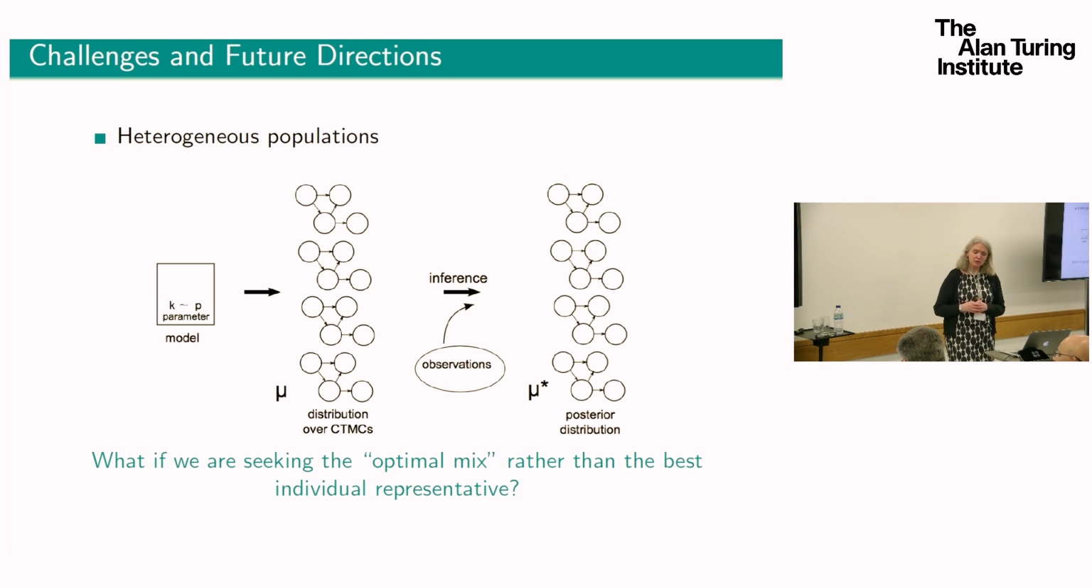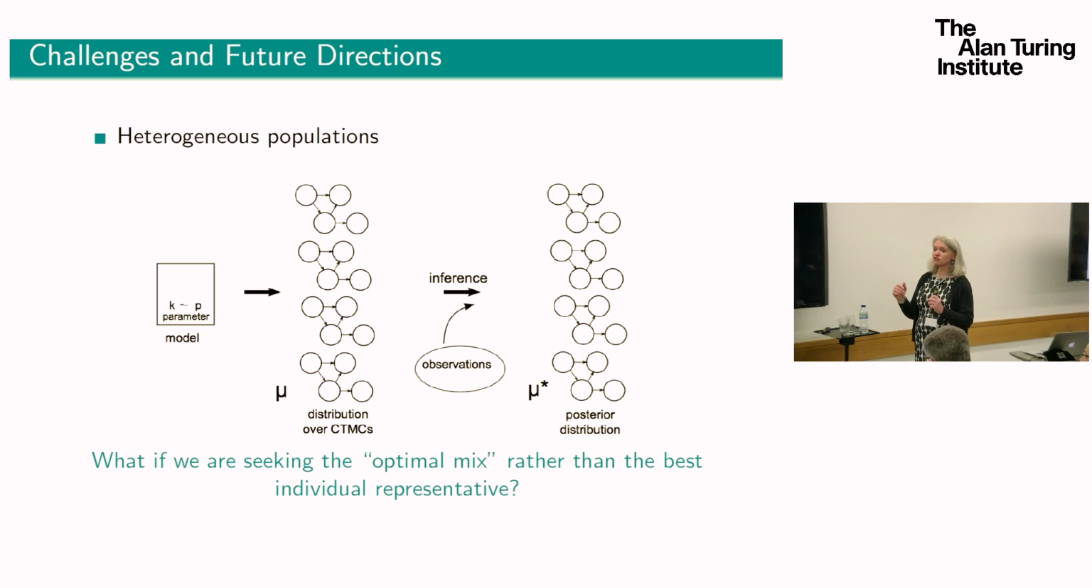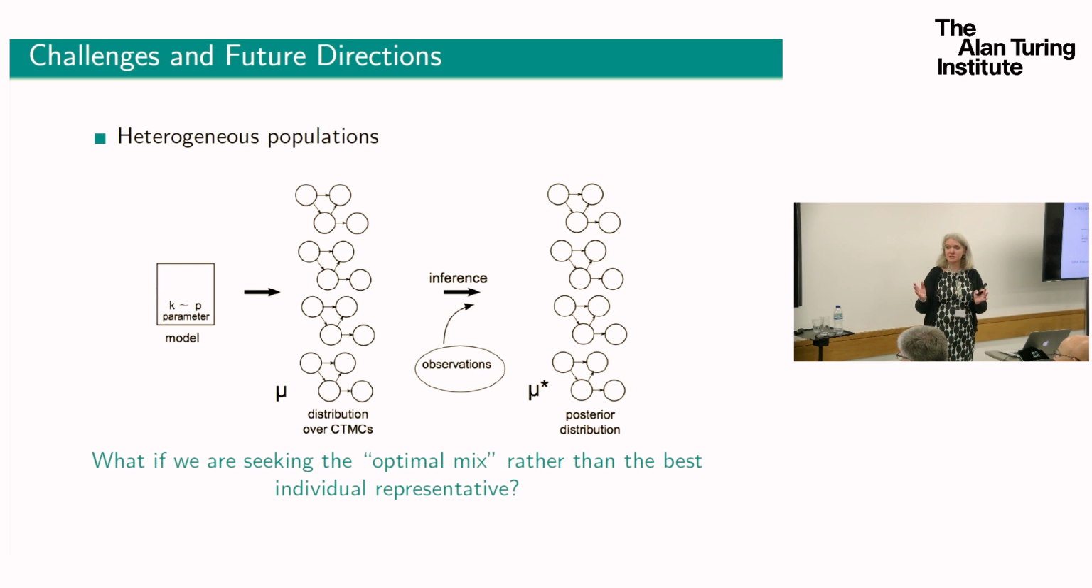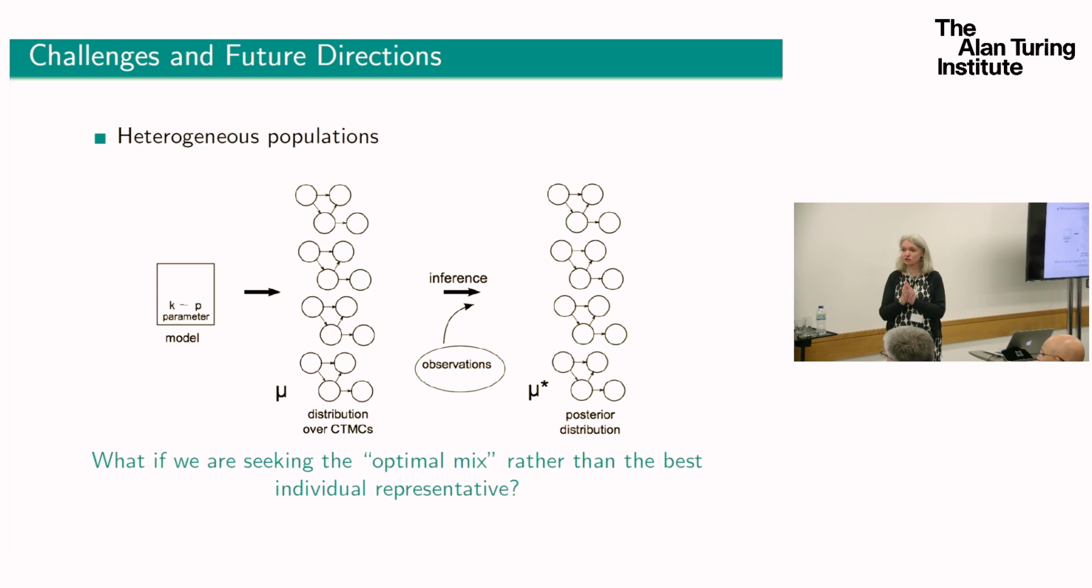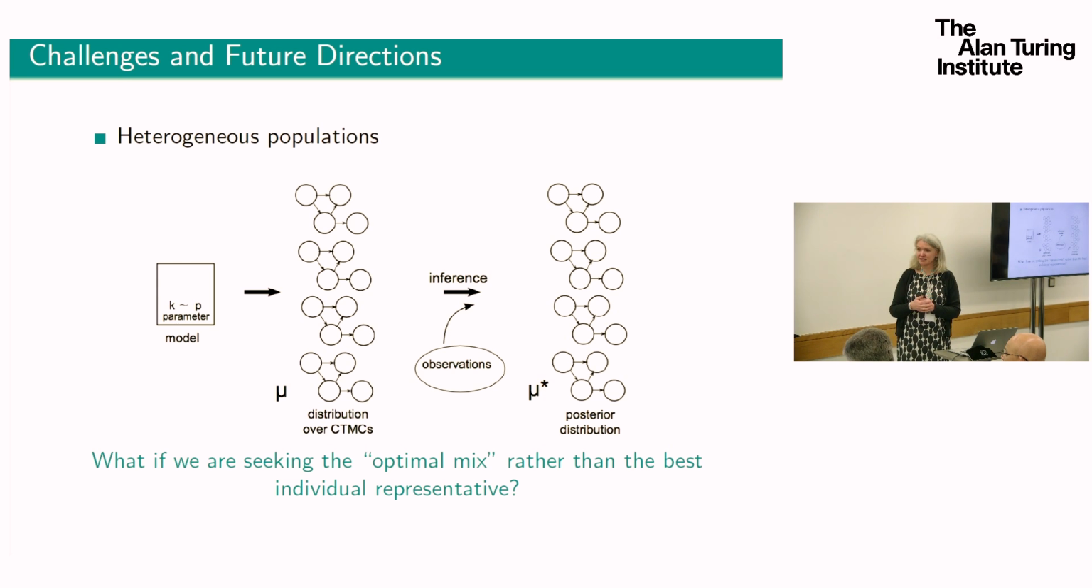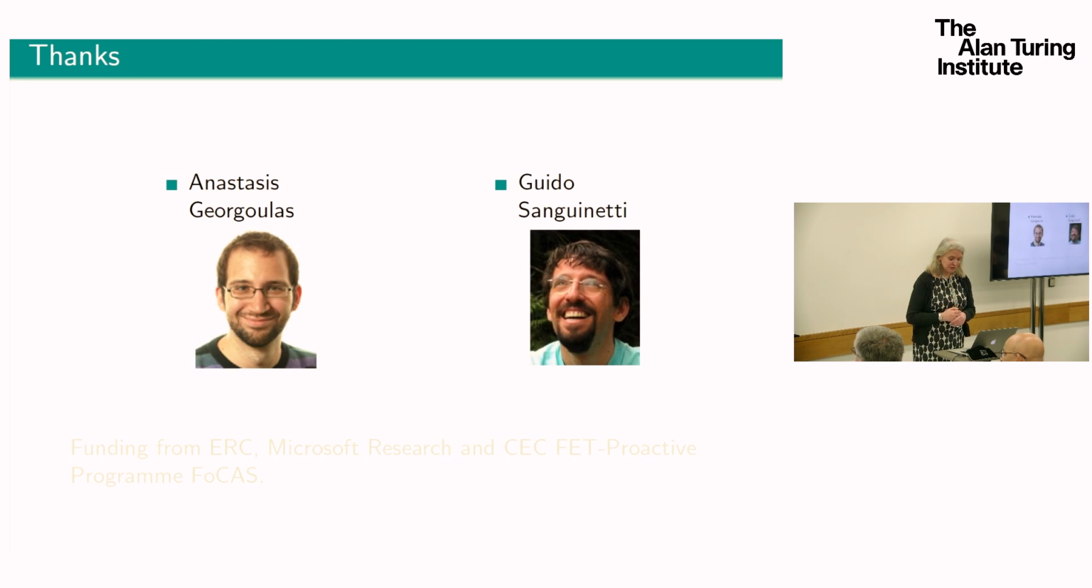And another one is we've been assuming that there is a true value of the parameters, and we're seeking a posterior that narrows towards that true value. But what if instead what we want is some kind of heterogeneous population where we're looking for the optimal mix, that we have many copies of the same kind of process, and what we're looking for is the right balance to achieve something at a global level through their interaction. So those are 2 ideas that we're currently pursuing.